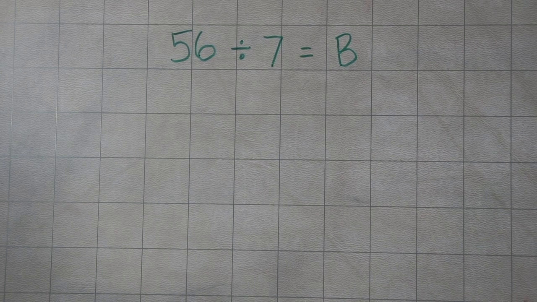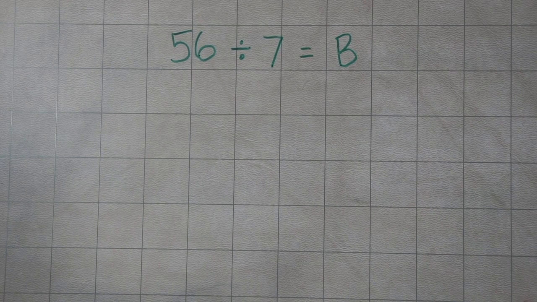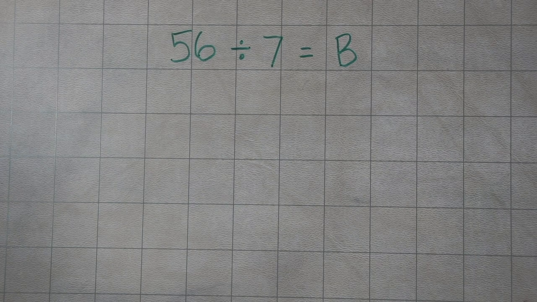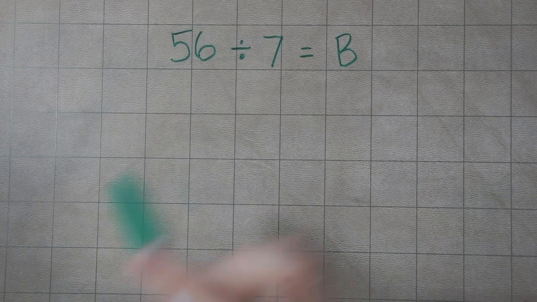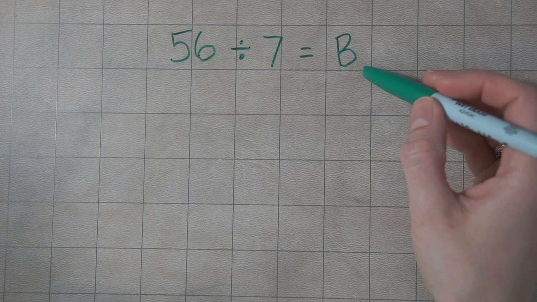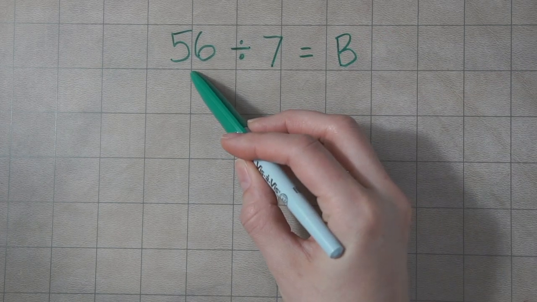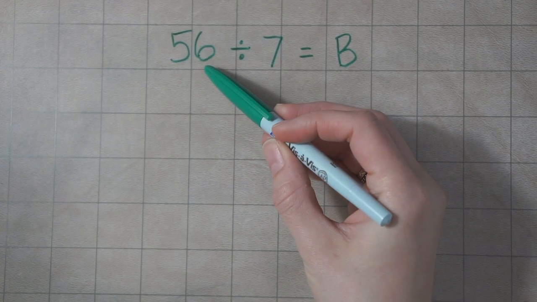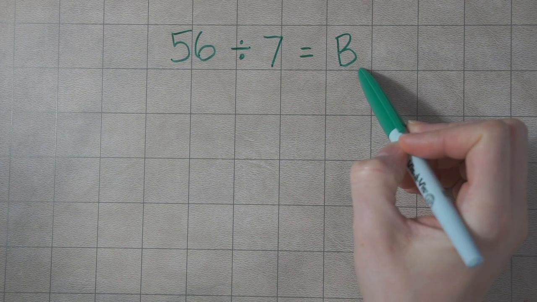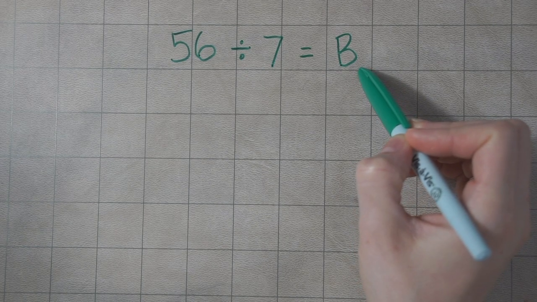56 divided by 7 equals b. Now it's our job to tell a story that goes with this. Let's see. 56 divided by 7 equals b. B makes me think of bags of something. So maybe we're taking 56 things and putting 7 in each bag. So we want to know how many bags there are.